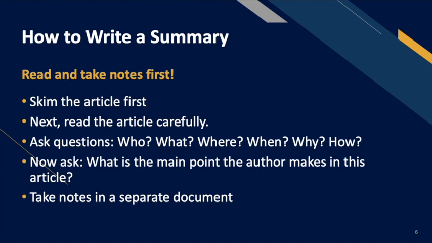The first step is to skim the article. When you're skimming the article, you're reading it over quickly to get a sense of the big picture. Next, go back and read the article carefully. You may want to ask yourself some questions, like who, what, where, when, why, and how. These will help you discover the main points of the article. After you've done that, ask yourself, what is the main point that the author makes in this article? This will be important information to include in the first sentence of your summary.